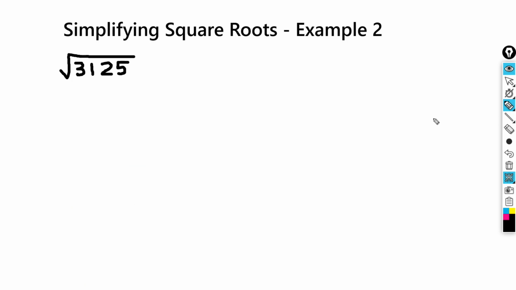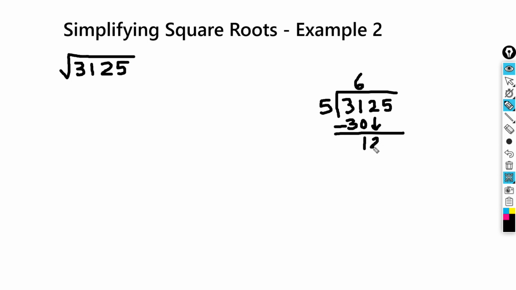In this second example, we're going to simplify the square root of 3,125. Now, I'm getting a big clue here. This ends in 5, so I know it's divisible by 5. So I'm going to start dividing by 5. If I take 3125 and divide it by 5, well, 5 goes into 31 6 times. And 31 minus 30 is 1. Bring down the 2. Bring down the 5. So we got 125.